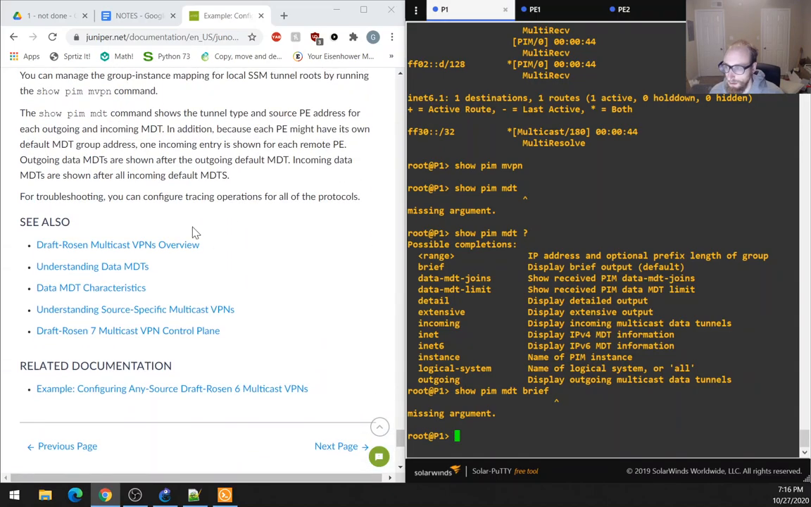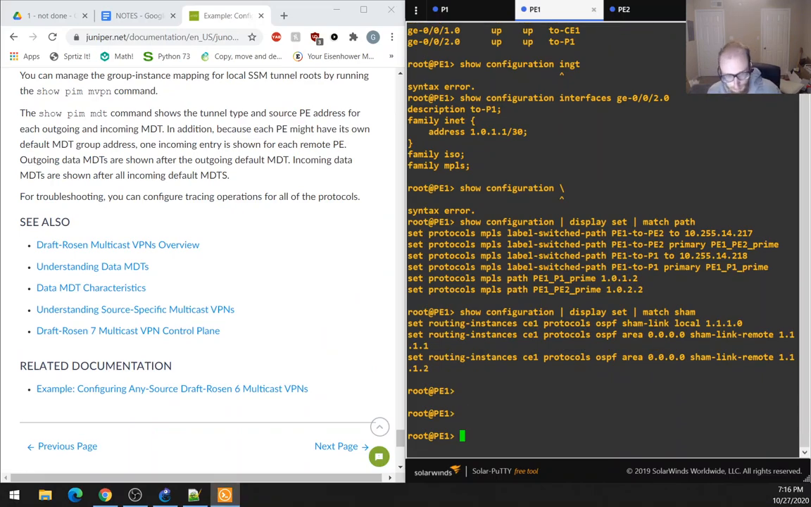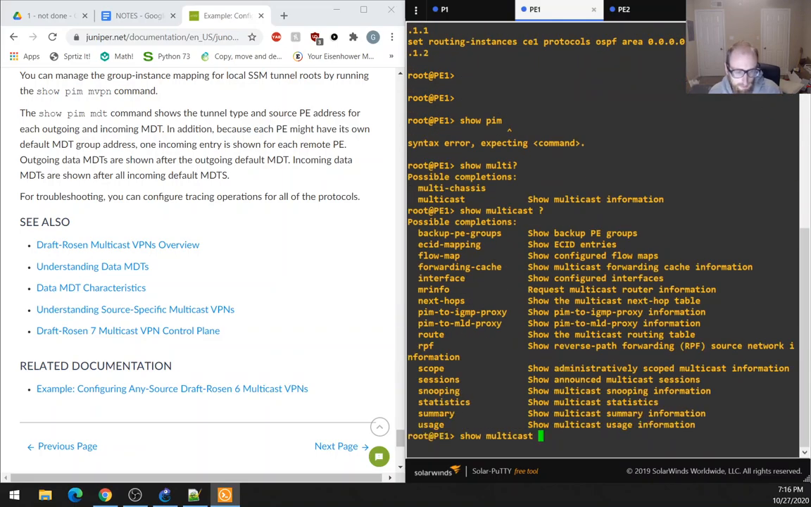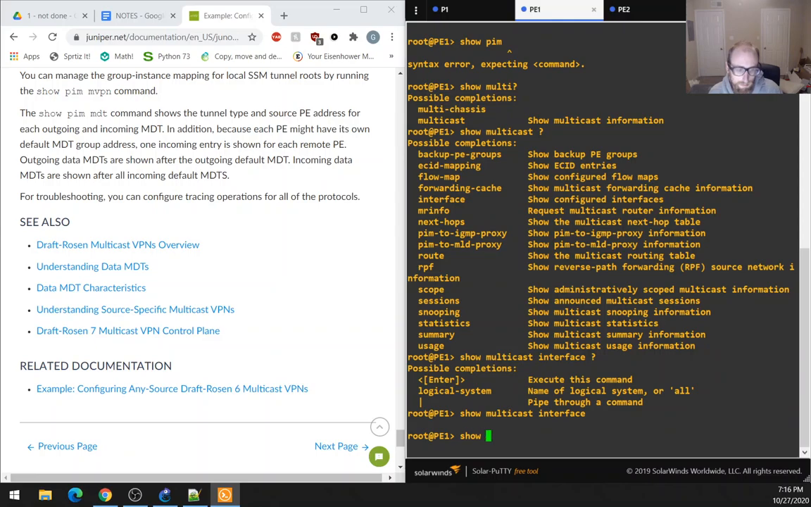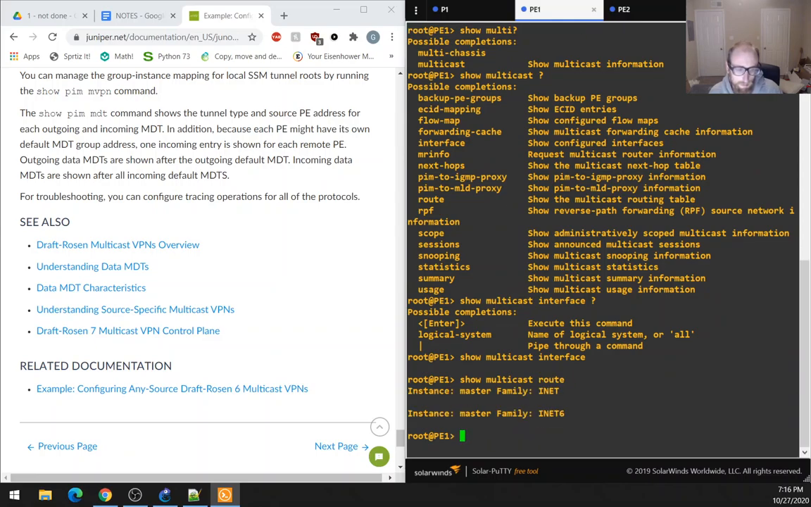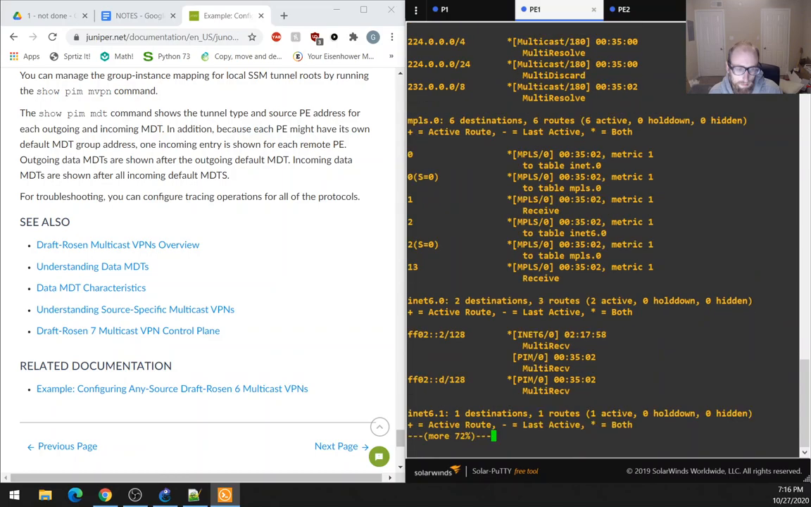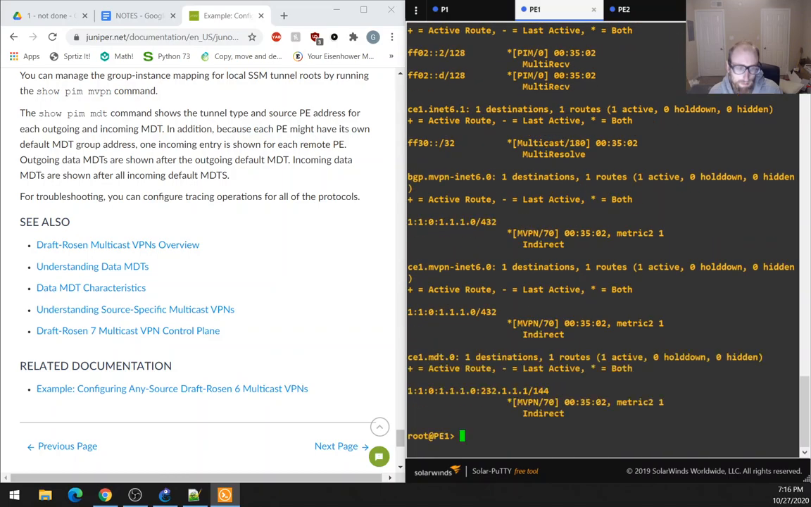Okay, not getting anything. Let's try it on PE1. Show pim. Show multicast. Interface. Route. Show route. Oh, we do have a functioning MVPN, it looks like. Oh, that's interesting. INET6. Okay, so this stuff appears to be functional.